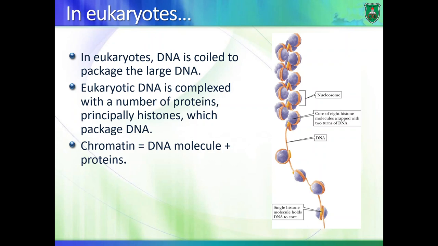And this is done by wrapping DNA around proteins known as histones. I said before that histones are positively charged proteins. So what they do is that they interact with the phosphate groups of the nucleotides. And you have DNA that is packed around histones. Okay? This is known as a chromatin molecule. That is, whenever you have a DNA molecule bound with proteins, that's a chromatin molecule.